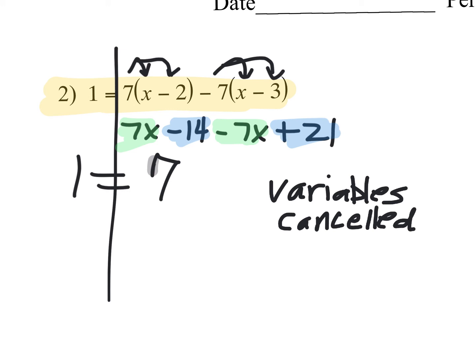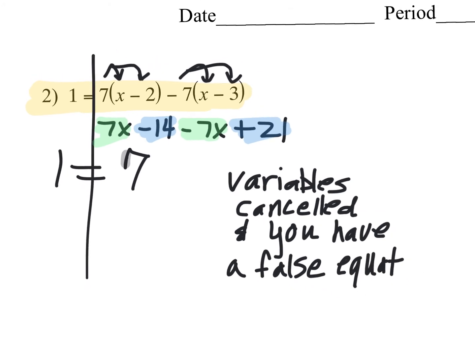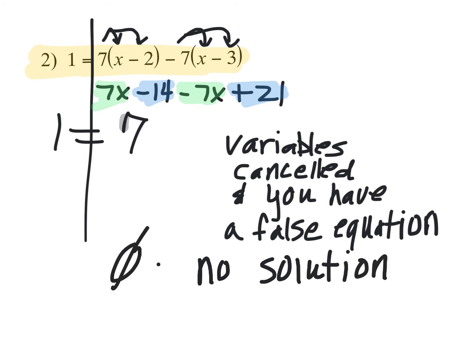And is 1 equal to 7? No, that's not true. There's a symbol for that, though. So the variables canceled, and you have a false equation left. There are 2 ways to write it. I'll show you the way class is going to accept. When that happens, that means that there is no solution to this equation. But you are correct, Classkick won't accept it, but that is another way of writing it: that little 0 with the slash through it.